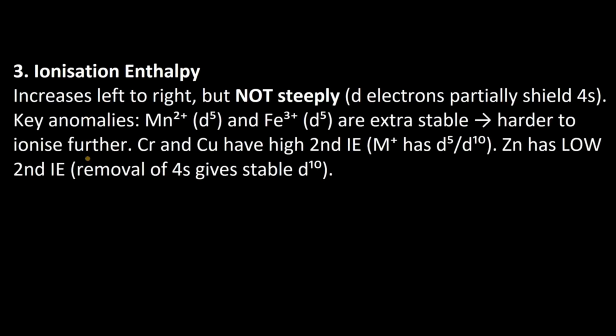Ionization enthalpy increases left to right, but not steeply, because the electrons are partially shielded. Here we have manganese 2+ and Fe3+ extra stable because of the half-filled configuration. It's really harder to ionize them further, so the ionization enthalpy will be very high. And chromium and copper will again have very high second ionization energy, because after losing the 4s1 electron, a completely filled or half-filled configuration will be there.